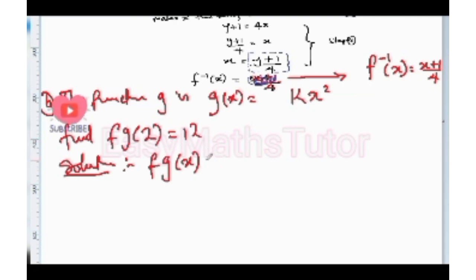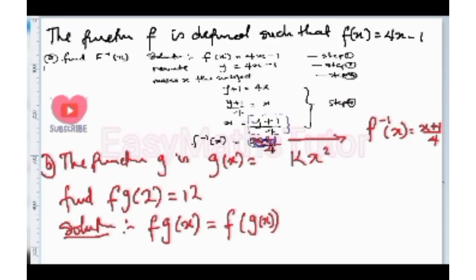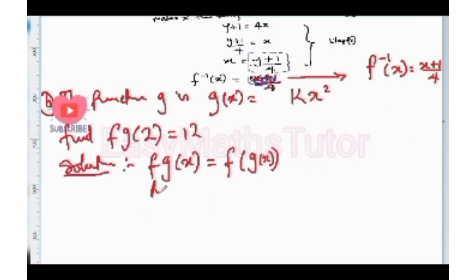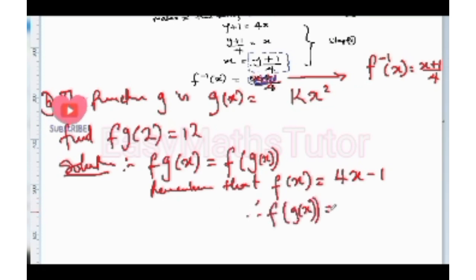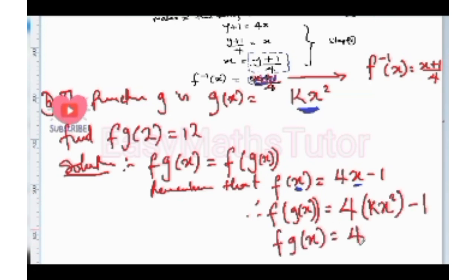fg of x is the same thing as f of g of x, meaning f is a function of g of x. So we'll look for the original function of x, which is f of x equal to 4x minus 1. So looking at this function f of x as 4x minus 1, we'll replace the value of x in f of x with the value of g of x, which is kx squared. So we have 4 bracket kx squared minus 1.